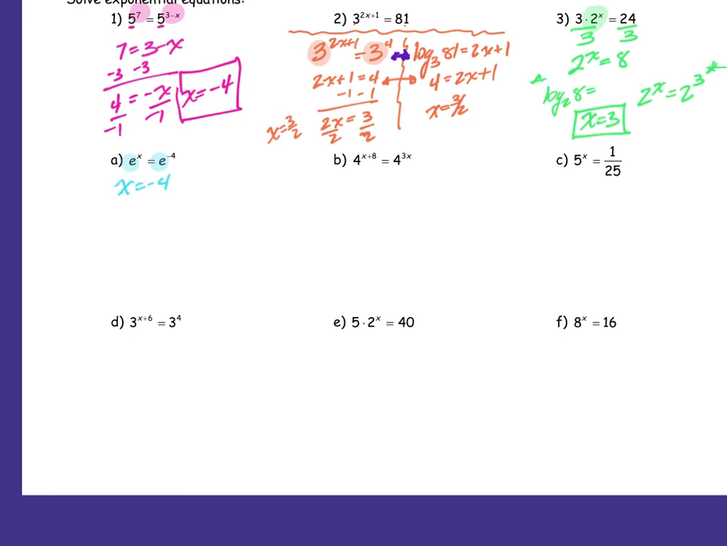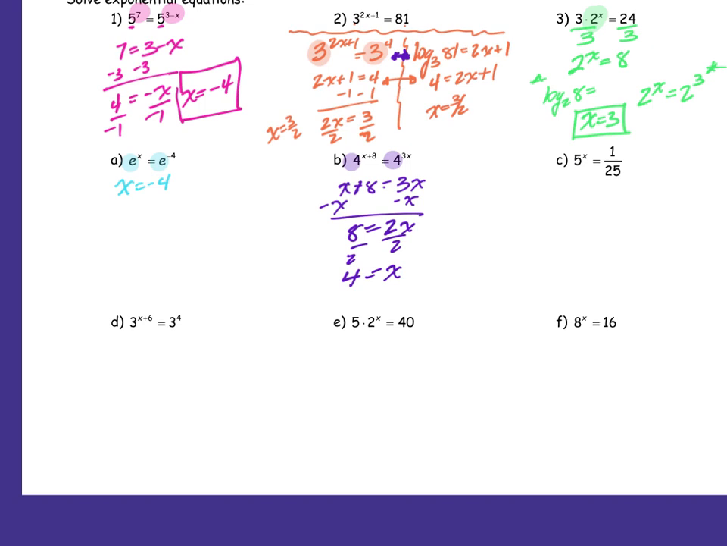The second one, again, the bases are the same. So in order for them to be equal, the exponents have to equal each other. So x plus 8 equals 3x. Subtract x. 8 equals 2x. Divide by 2. X equals 4. Okay.